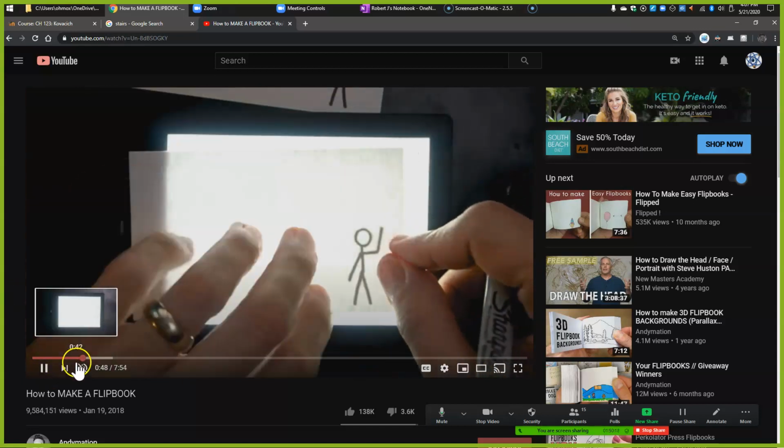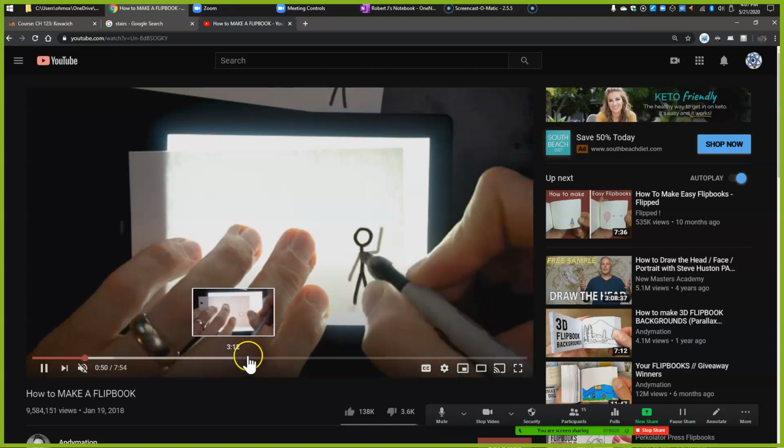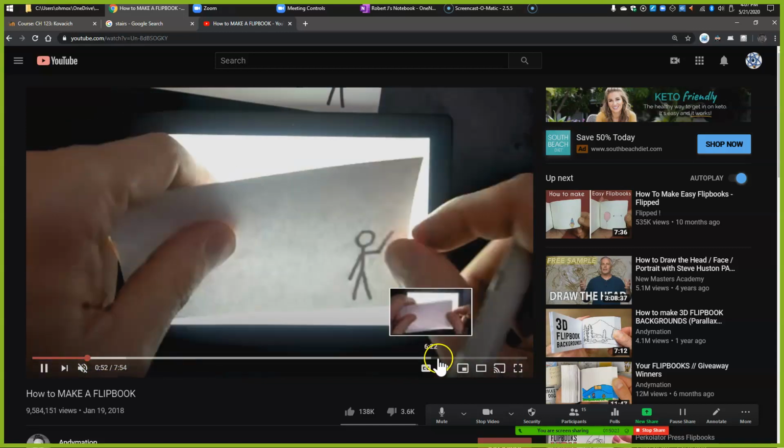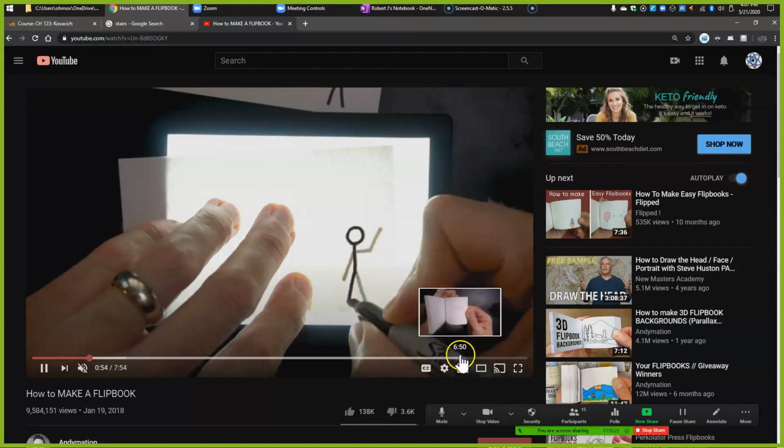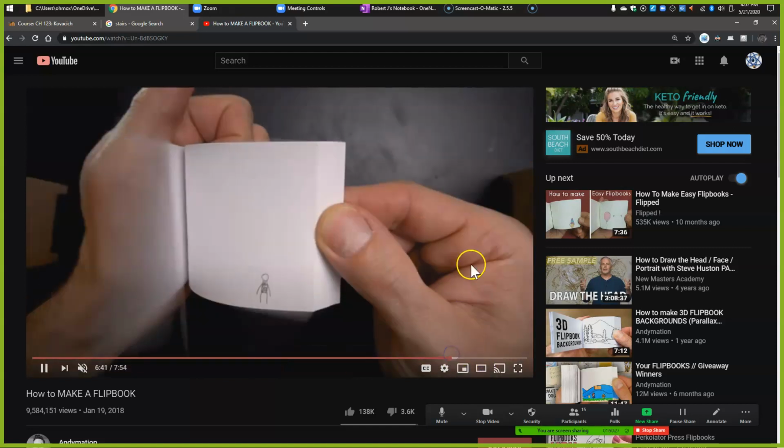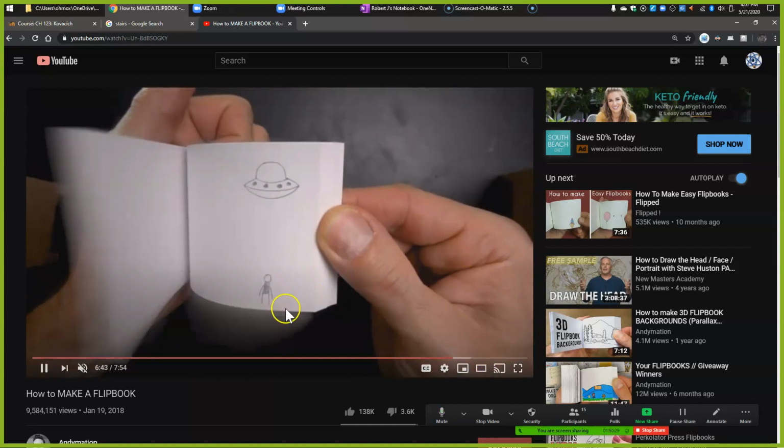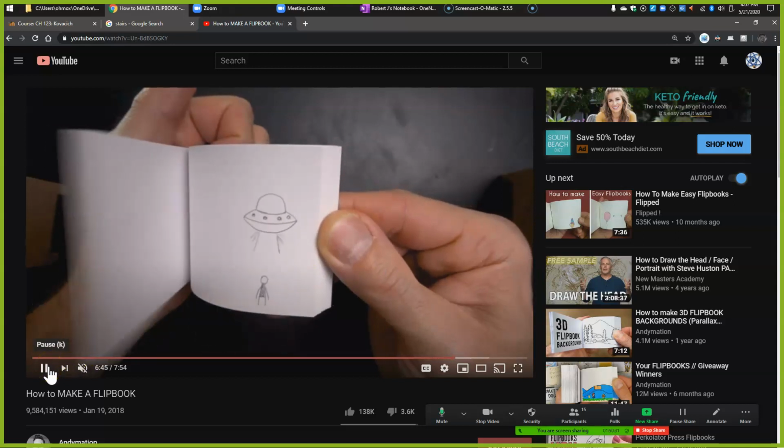But this makes me ask. I have music recording software and it renders at 44,000 hertz. Yeah, that's terrible. Okay, so we'll talk about that in a second. So here's a flip book.